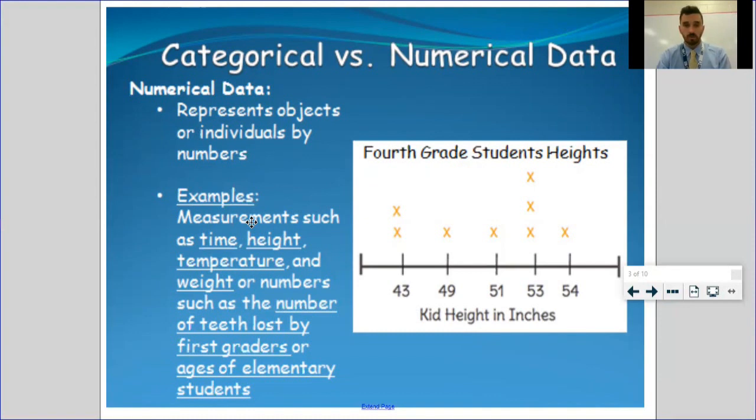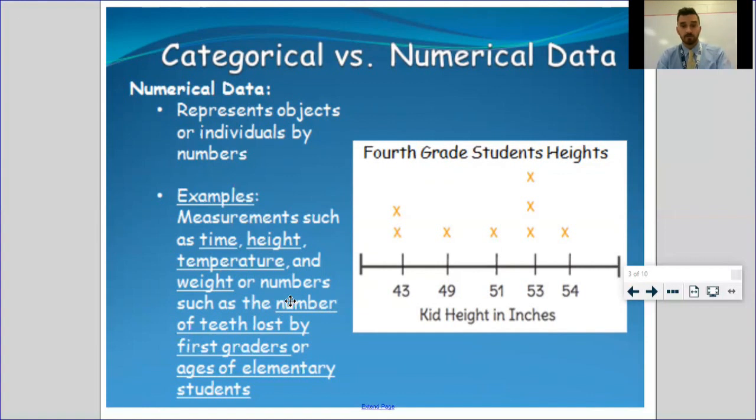Measurements are all numerical. Time, height, temperature. Because when you ask, how tall are you? 6 feet. How hot is it outside? 85 degrees. What time is it? Or how long did it take you to run this race? 35 seconds. Those are examples. When you step on a scale, how much do you weigh? 175 pounds.